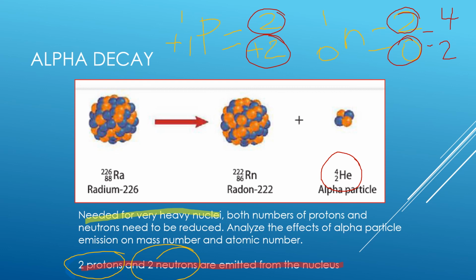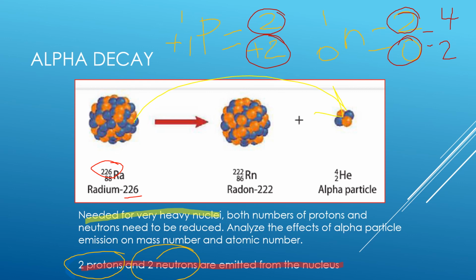Now let's do a quick analysis here of the effects on mass number and atomic number. So we started out over here with radium-226. When you see that dash 226, that means its mass number, the number on the top: 226 for radium, its mass. Over on the right-hand side, let's look at the effect that alpha decay, or an alpha particle emission, has. So this radium-226 is releasing that alpha particle.